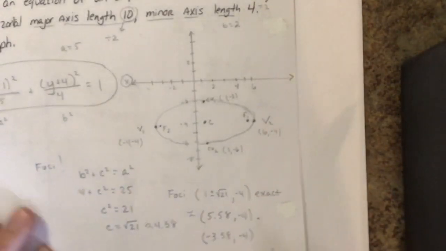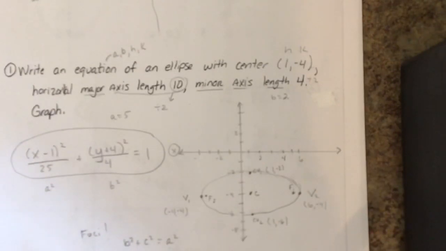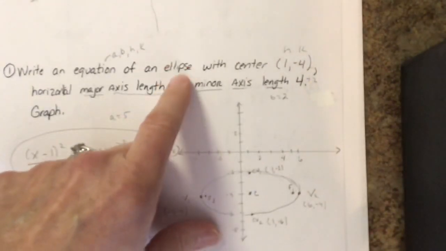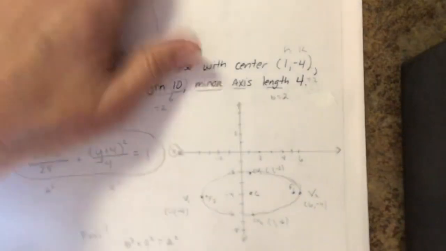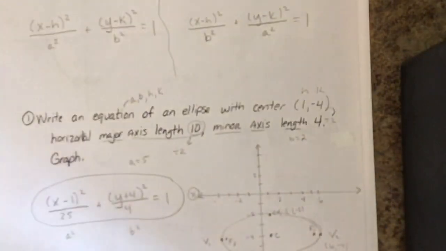Right. So these are problems with an ellipse, the third of 4 conic sections.